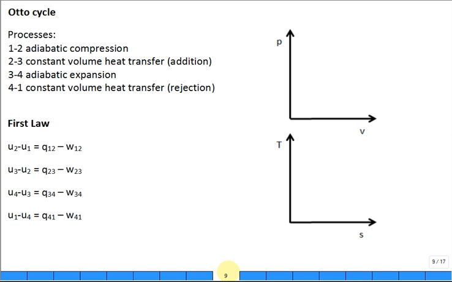So let's review the Otto cycle. In the Otto cycle, we have 4 processes going from state 1 to 2, then 2 to 3, 3 to 4, and 4 to 1. So we talk about the states and the processes between states. And the first process is described as adiabatic compression.